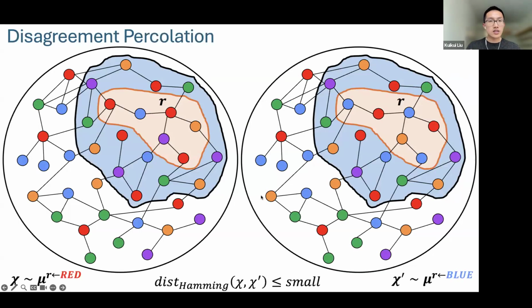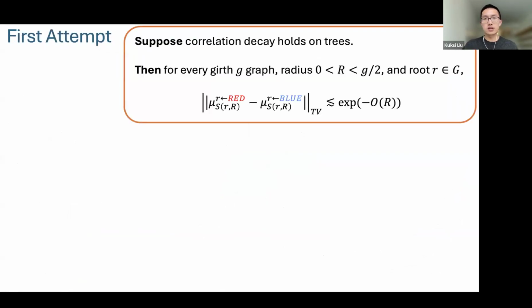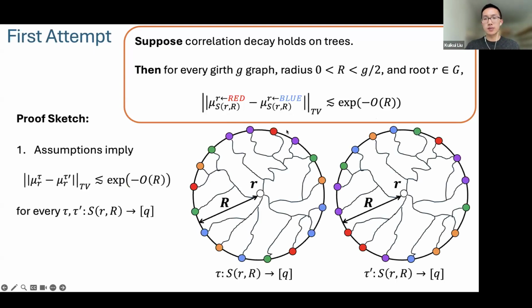Okay. So now let's try to formalize this. Here's maybe a first attempt to build such a coupling. So here's the theorem. Suppose correlation decay holds on trees. Then I claim that for every girth g graph, and for every radius less than half of the girth, the total variation distance between the vertices on the boundary of a radius R ball around this root vertex is exponentially small in this radius.